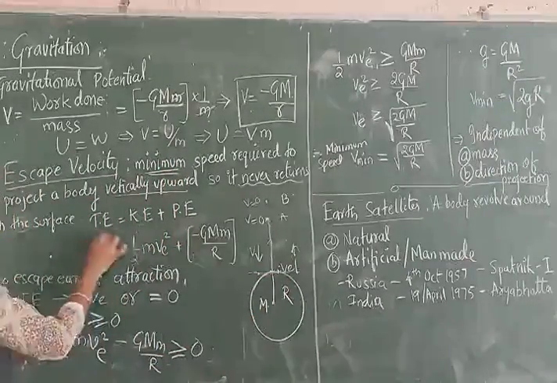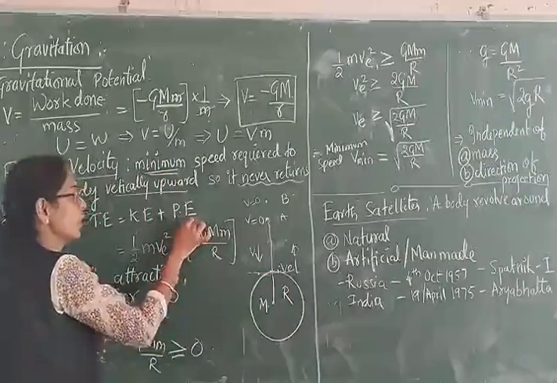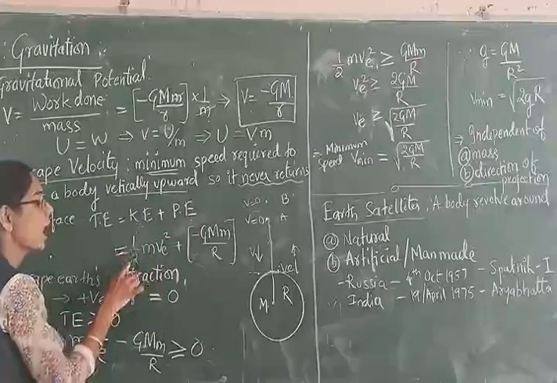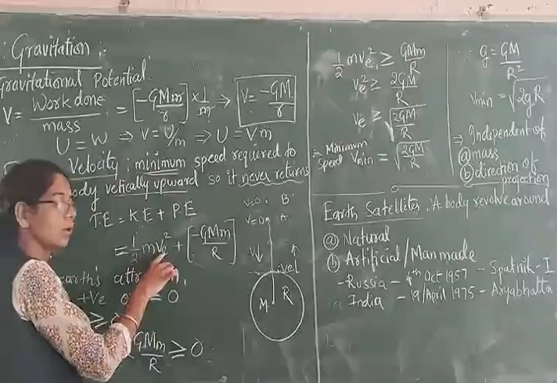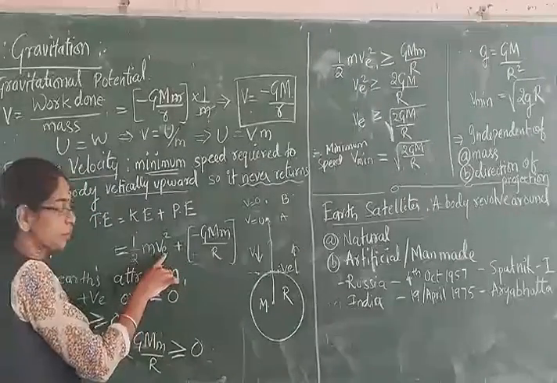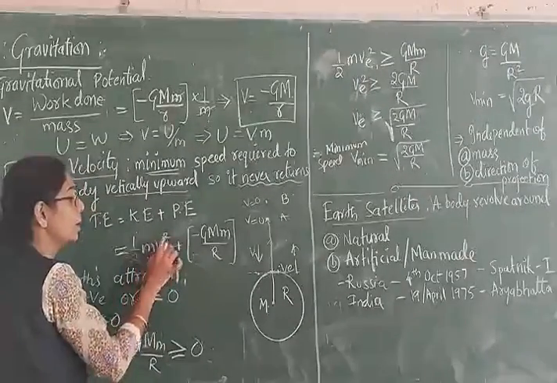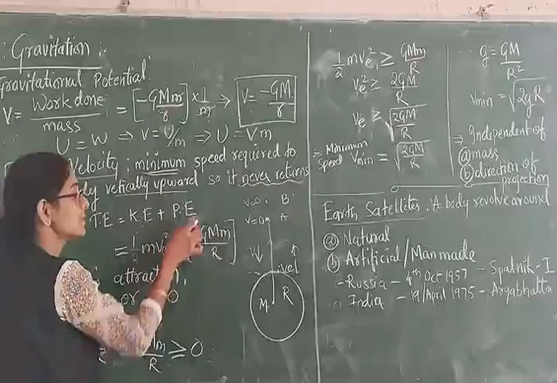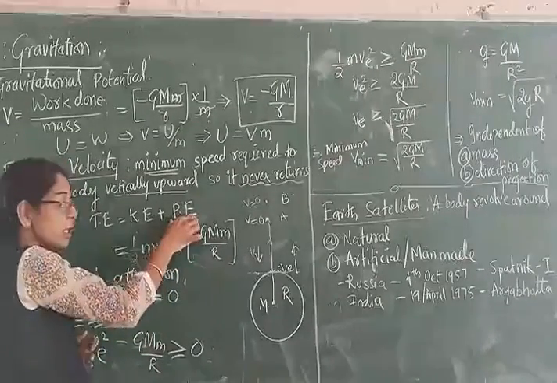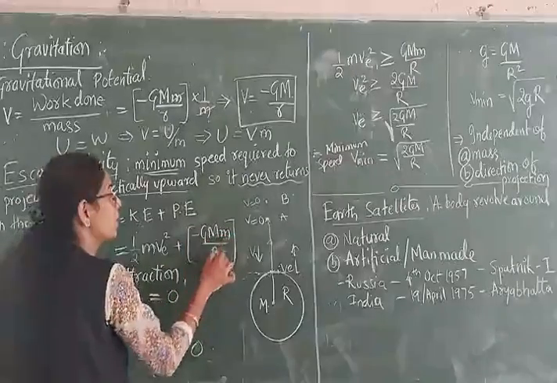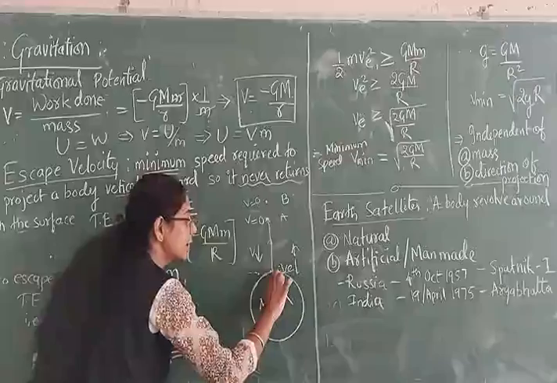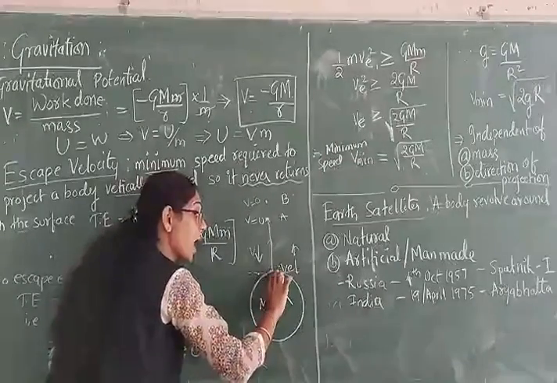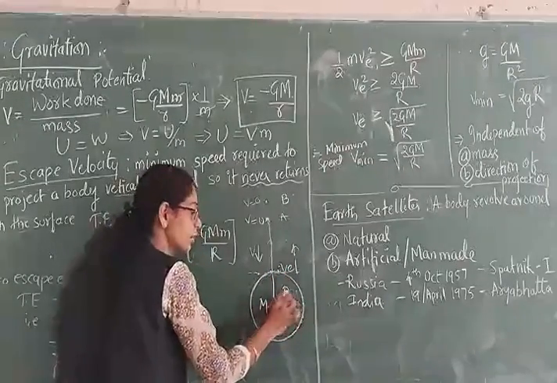So total energy is equal to kinetic energy plus potential energy. Kinetic energy is half m v squared. I denote the velocity here as v_e. So half m v squared plus, this is the formula for gravitational potential energy, minus GMm upon r. This r I have chosen because the object is lying at some distance r, capital R, that is the radius of the Earth from the center.